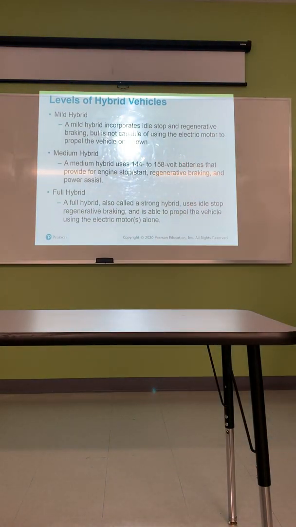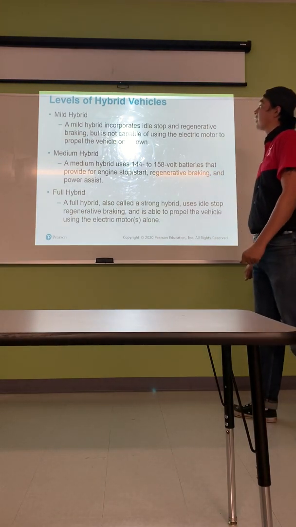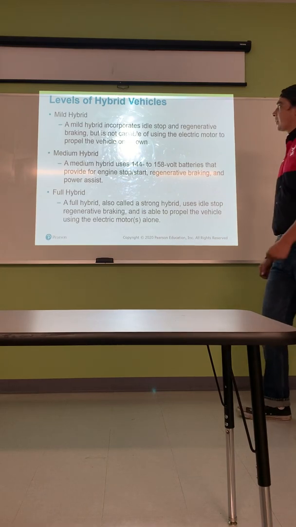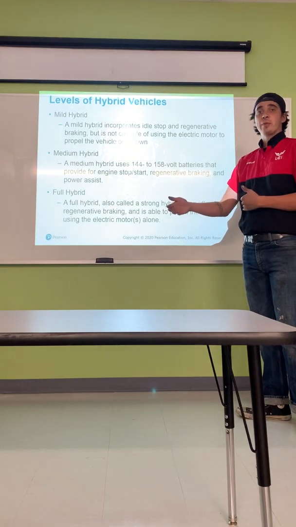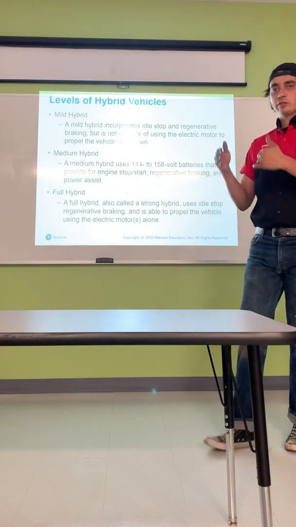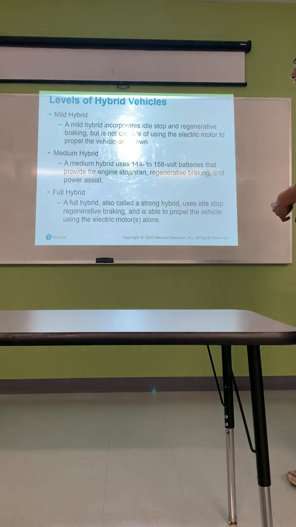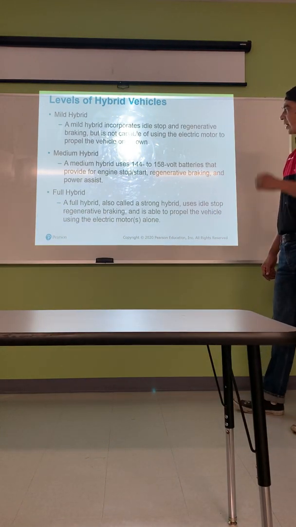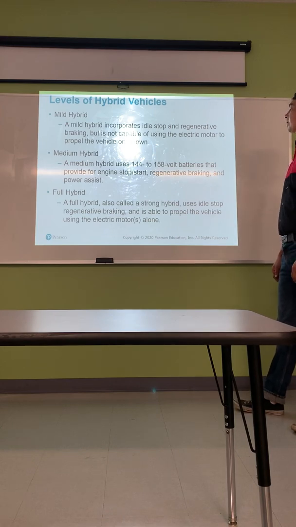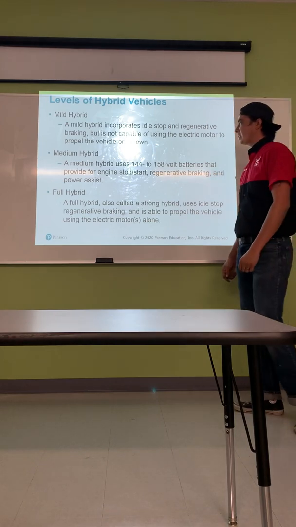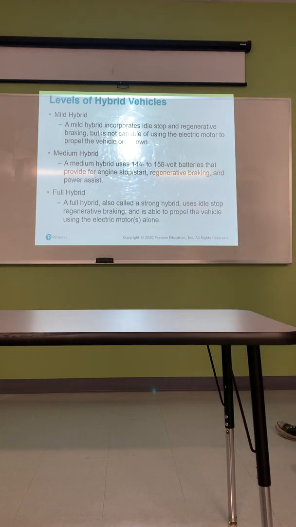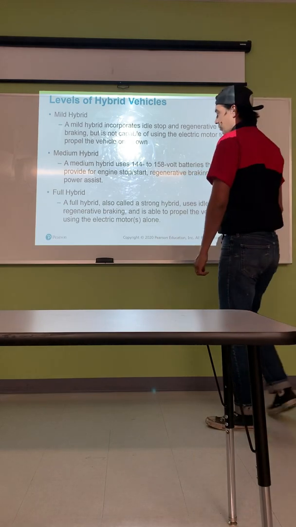Mild hybrid, levels of hybrid vehicles. A mild hybrid incorporates idle stop and regenerative braking, but is not capable of using the electric motor to propel the vehicle on its own. So it can help the vehicle propel, but it's not solely used for propelling the vehicle. Medium hybrid. A medium hybrid uses 144 to 158 volt batteries that provide for engine start-stop, regenerative braking, and power assist. And a full hybrid, also called a strong hybrid, uses idle stop and regenerative braking and is able to propel the vehicle using the electric motors alone.